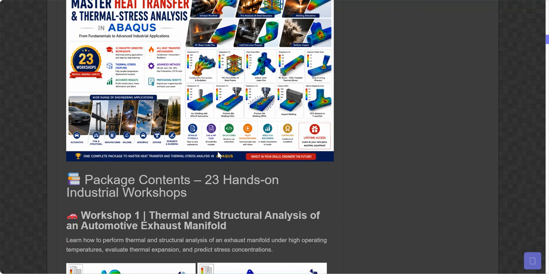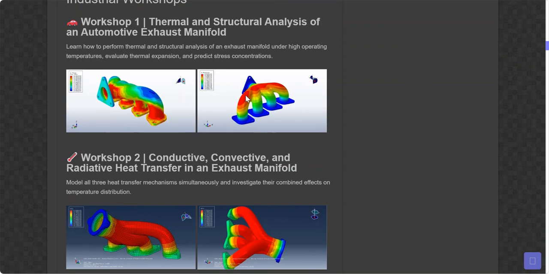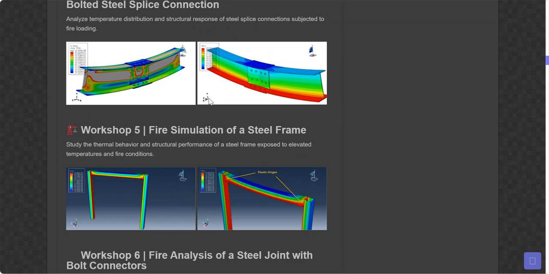This package contains 23 detailed workshops, each based on a practical engineering application. You can see here the title of each workshop. You simulate conductive, convective, and radiation heat transfer to understand how these mechanisms interact in a real engine component, the manifold. Here you can see these three.